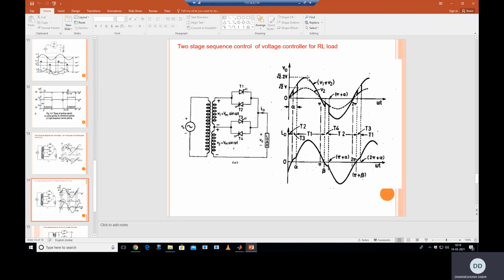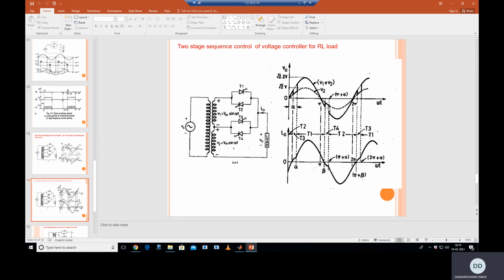So T1 will remain continuous up to this pi plus alpha because of the presence of the inductor. And when the energy is released by this inductor, T1 will turn off at this angle, and at this time thyristor T4 will turn on, so that it follows the Vm sin omega t with negative value.